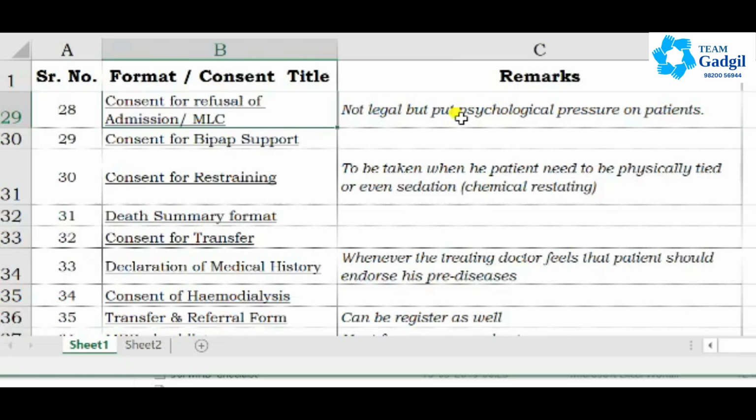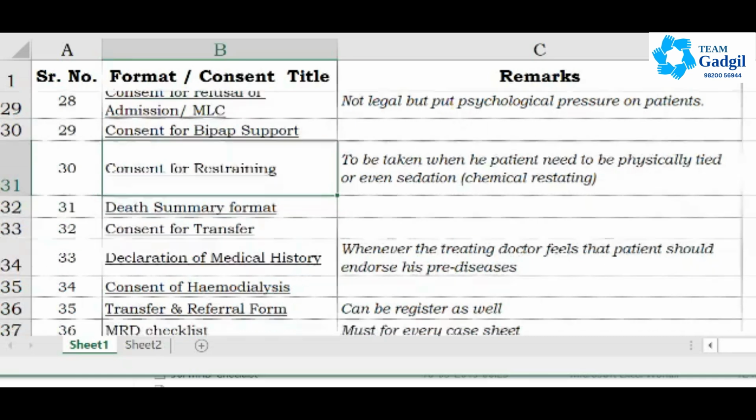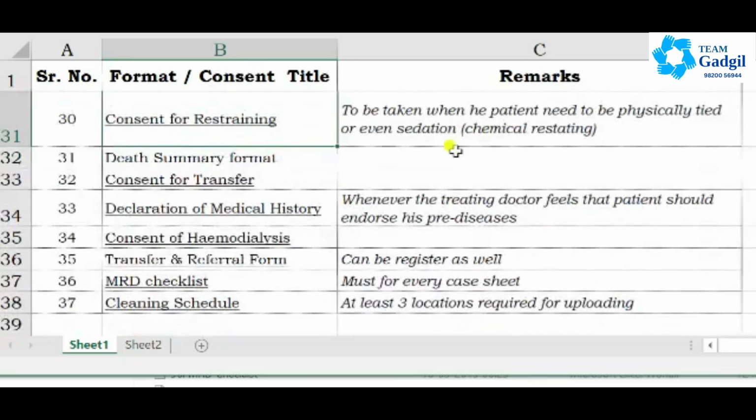BiPAP: if you are putting a patient on BiPAP, or whenever you are restraining a patient, maybe physical or chemical sedation, so whenever you are sedating a patient, or tying up a patient physically for various reasons, then this form needs to be signed. Death summary, of course, is self-explanatory. Consent for transfer, better to get it done.